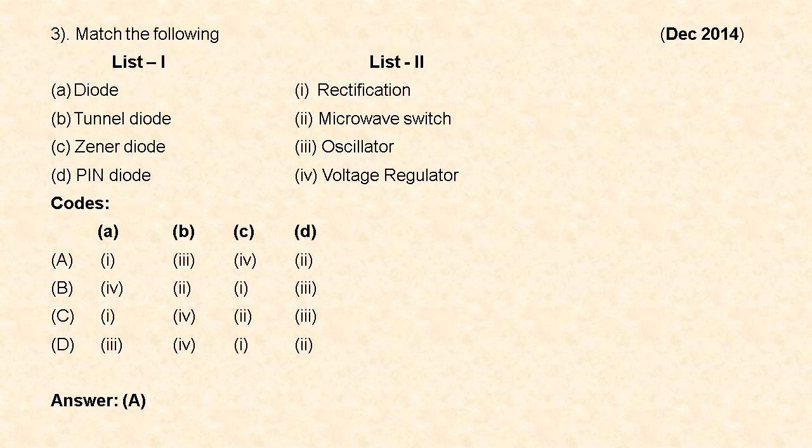Next question. This question was also asked in December 2014. It is match the following type. First, they have given the devices, and in the second column they have given the application of the device. First, diode. We know that diode can be used as a rectifier. So rectification is the correct one. Next, tunnel diode. Tunnel diode is used as an oscillator. Next, Zener diode. Zener diode can be used as a voltage regulator. Next, PIN diode. We know that PIN diode can be used as a microwave switch. Hence, option A is the correct answer.